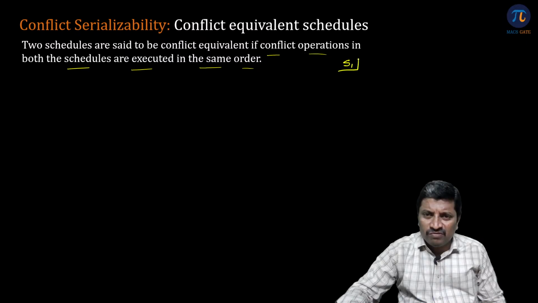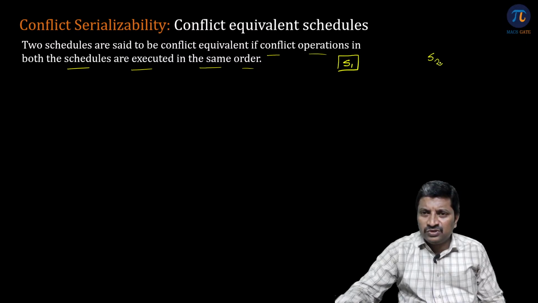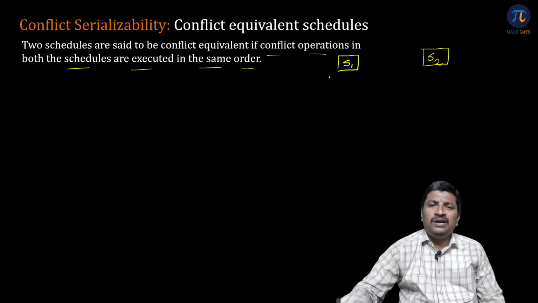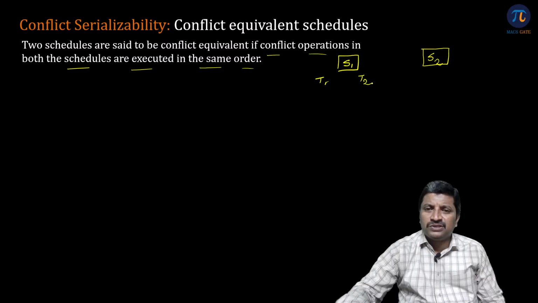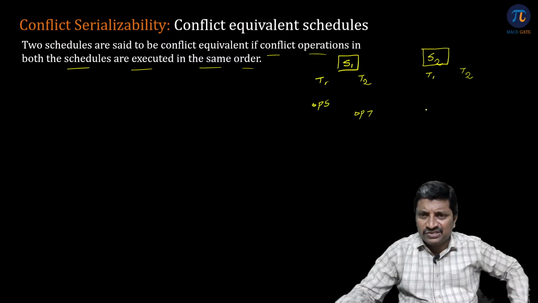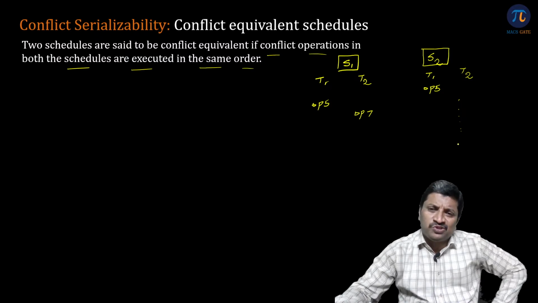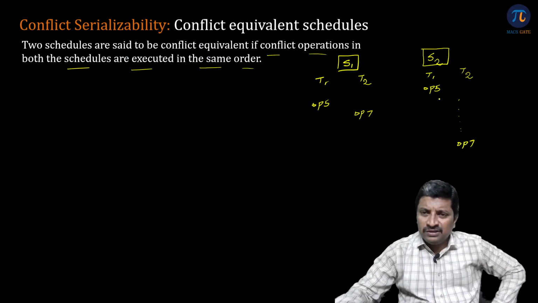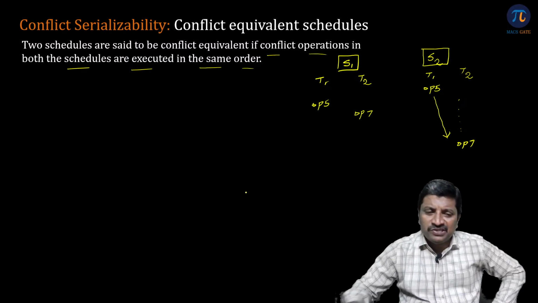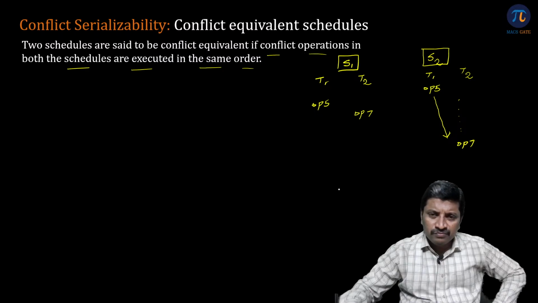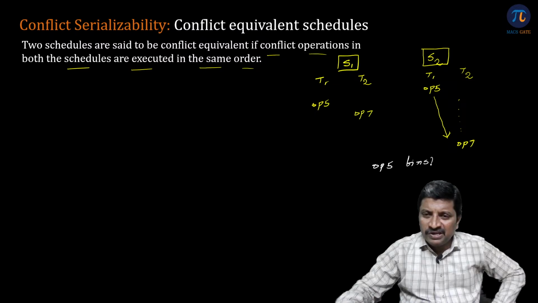Suppose I have schedule 1 and I have schedule 2. Let us assume I have 2 transactions here. Let us assume here I have some operation 5, and here I have some operation 7. That may be immediately or somewhere else, no issue. But here also operation 5 should appear first. Maybe after so much time, you may have it after operation 7. So what is the order? Operation 5 first, and in this case also operation 5 first, operation 7 next.